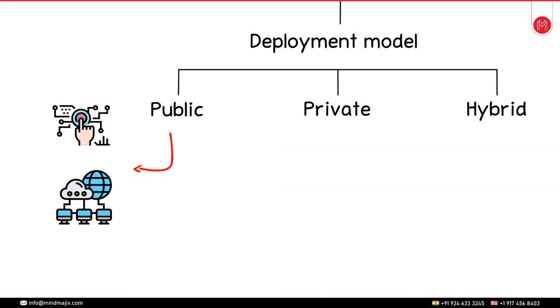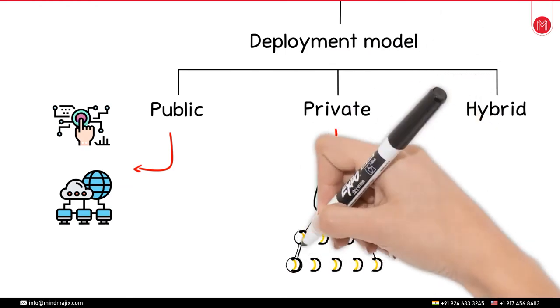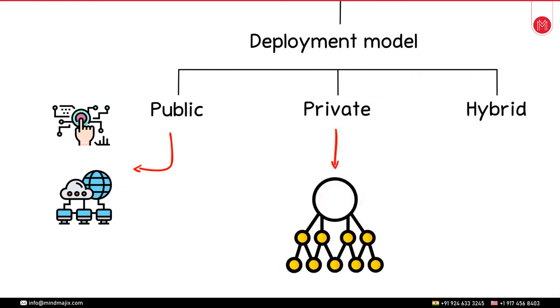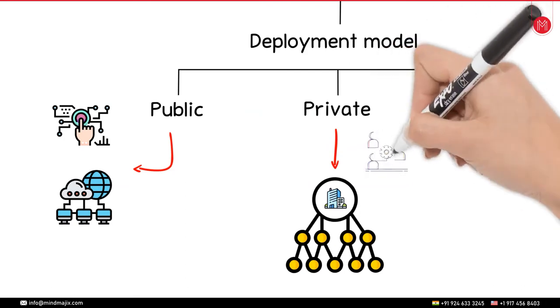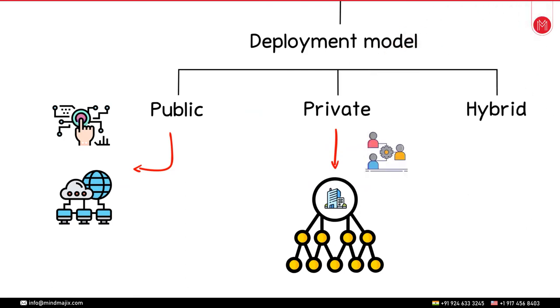Next, if you talk about the private cloud, here all the computing resources and services are deployed and dedicated to a single organization. Here, the computing resources are owned and governed by the same organization. Also, some organizations hire third-party cloud service providers to host and maintain their private cloud.